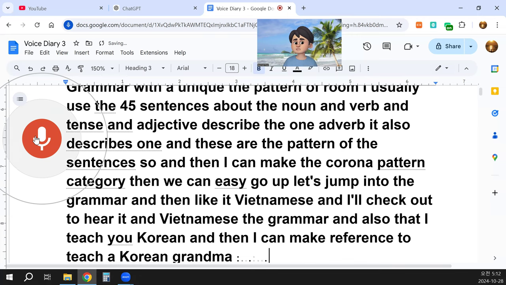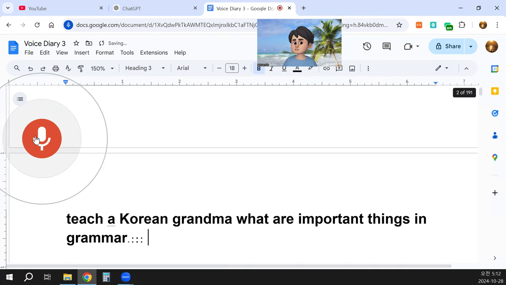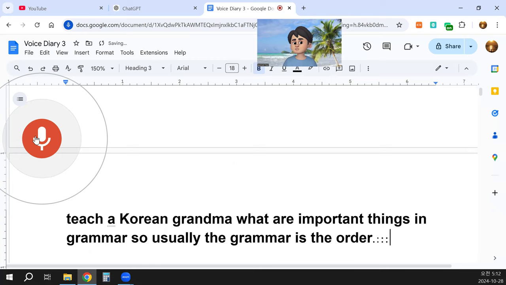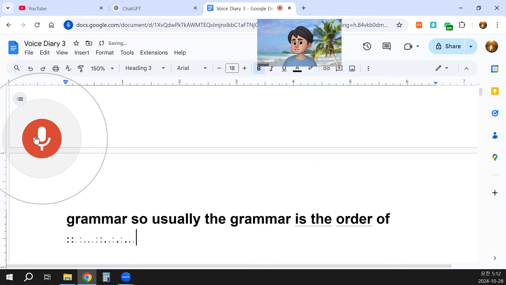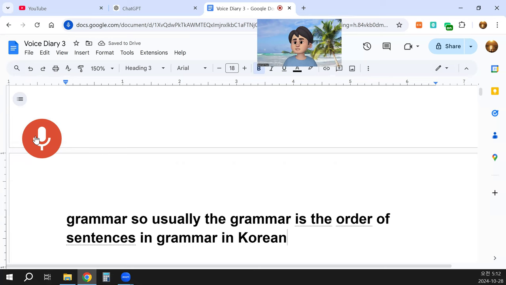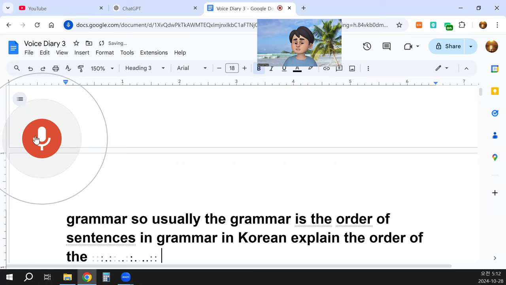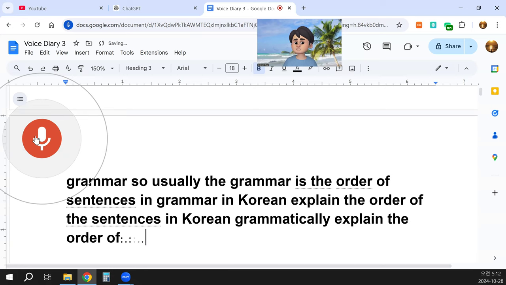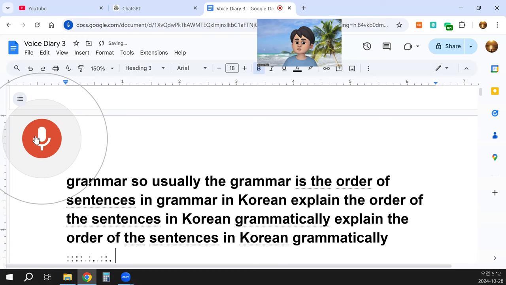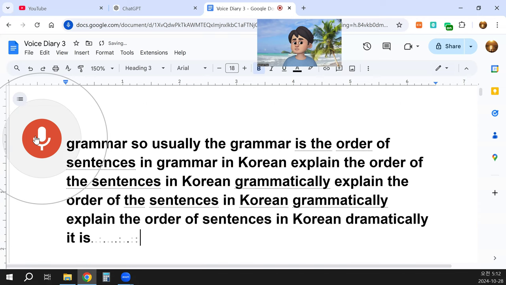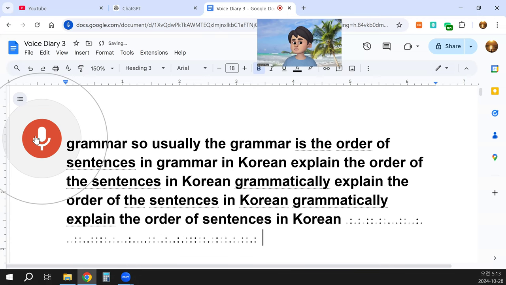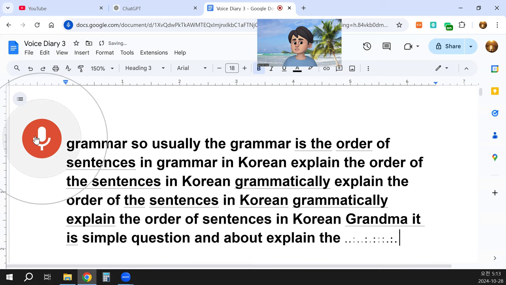What are the important things in grammar? Usually grammar is the order of the sentence, in Korean grammar too. Explain the order of sentences in Korean grammatically. It's a simple question. And then, explain the tense of Korean in grammar.